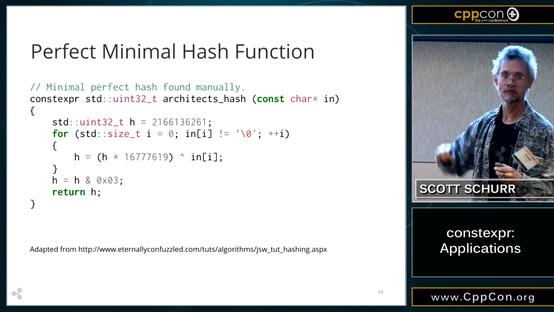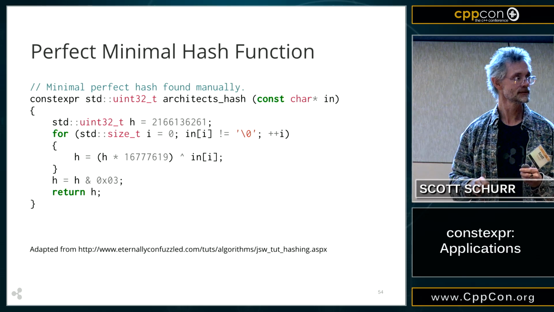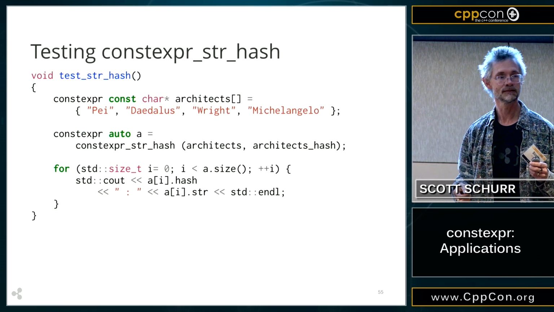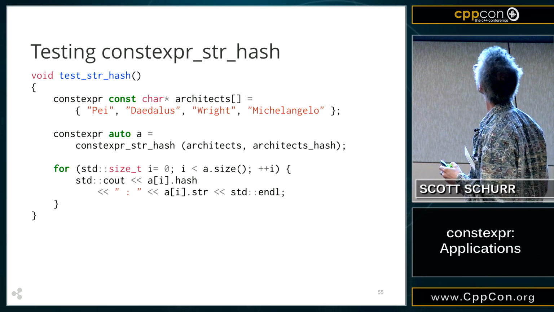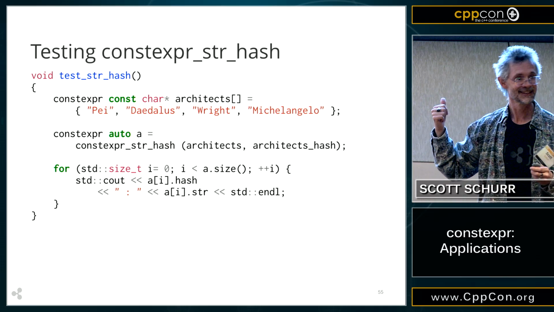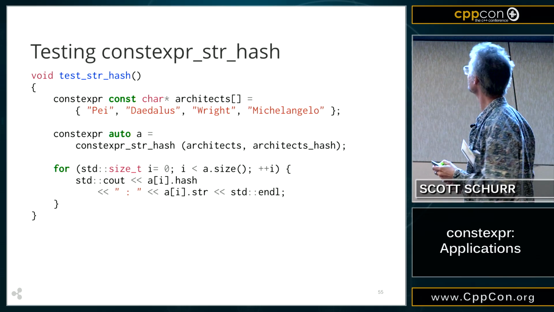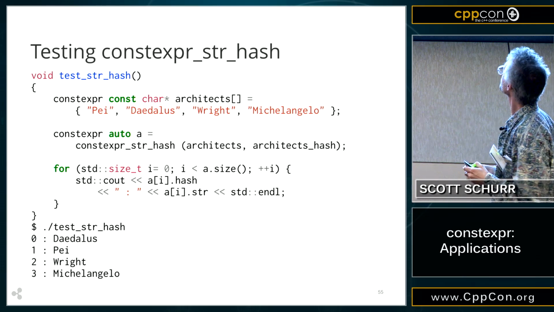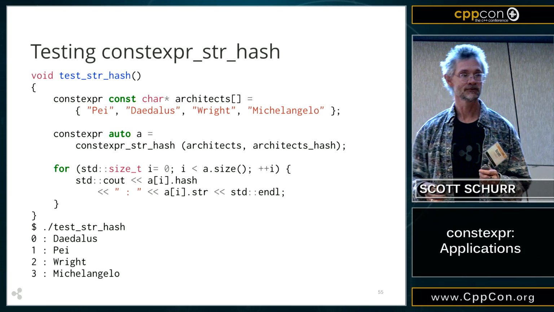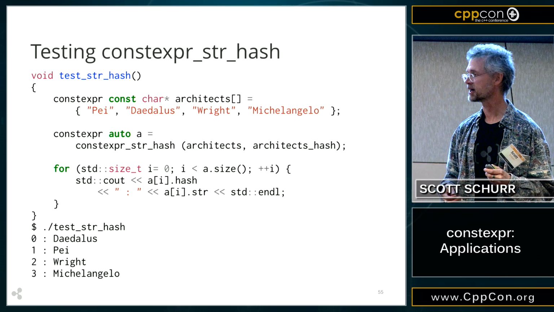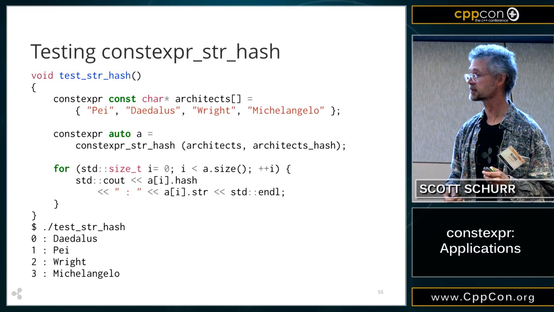And this was my hack. I was looking for a hash function, and this is one I found manually. And it only works for those 4 strings, of course. But we now have a 4-element hash container built at compile time and validated at compile time.